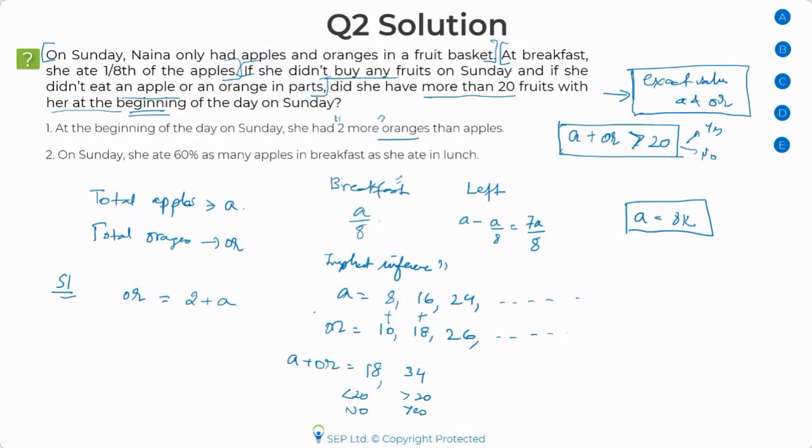Okay, I can say that this statement is not sufficient because it is not clearly telling me whether the number of apples and oranges is greater than 20. It may be greater than 20, it may not be greater than 20. I cannot be sure by just the information that is given in statement 1. So my answer cannot be A, my answer cannot be D. I'll then jump to the second statement.